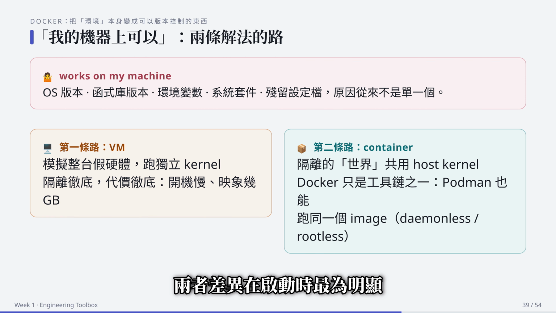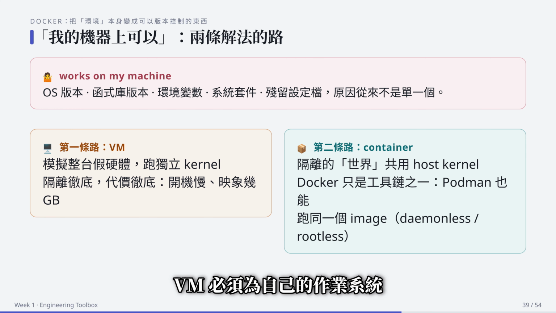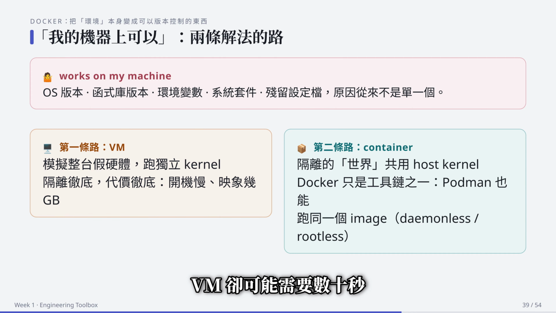The difference is most obvious during startup. Recall the boot sequence from week 0: firmware, then a bootloader, the kernel, and finally an init system bringing up services. A VM must go through essentially that entire sequence for its own operating system before the applications inside it can start. A container skips almost all of it by sharing a host's already running kernel. That's why a container can start in a fraction of a second, while a VM may take tens of seconds.